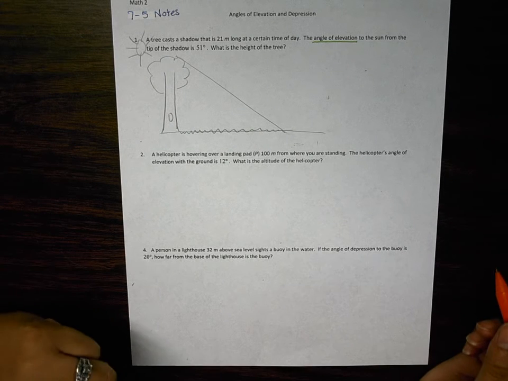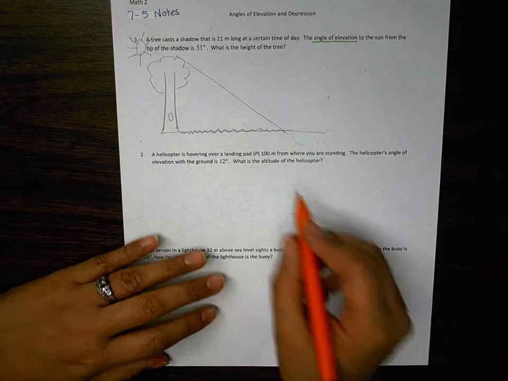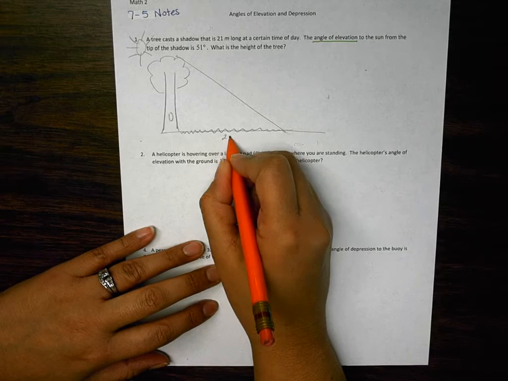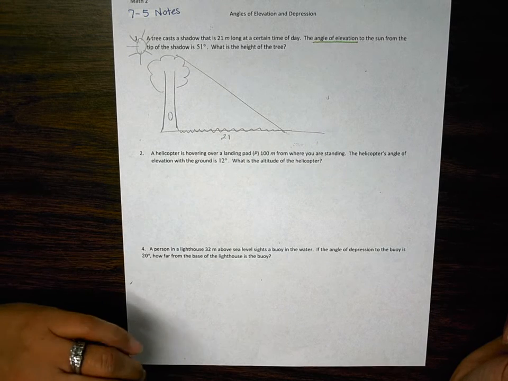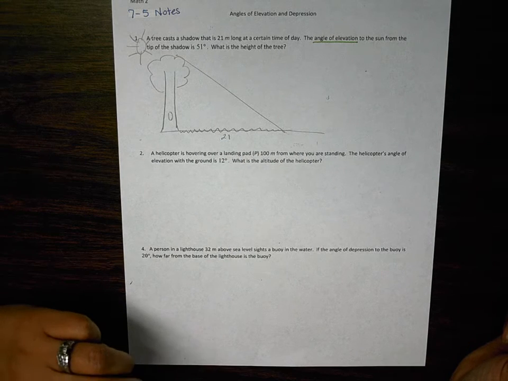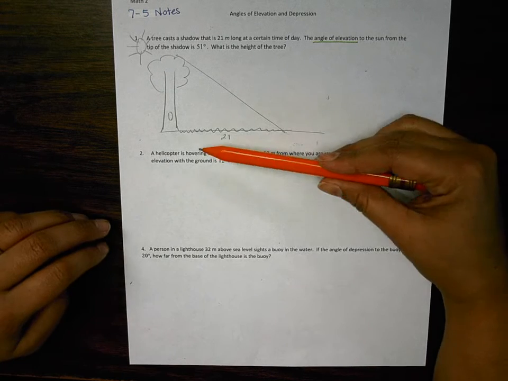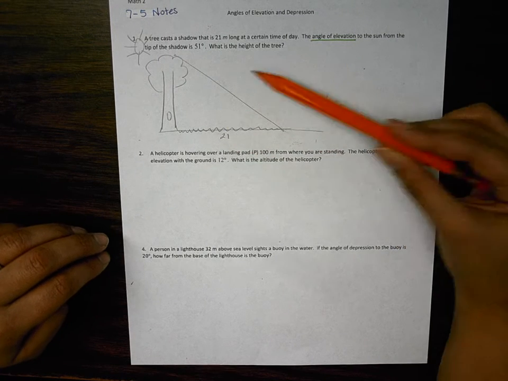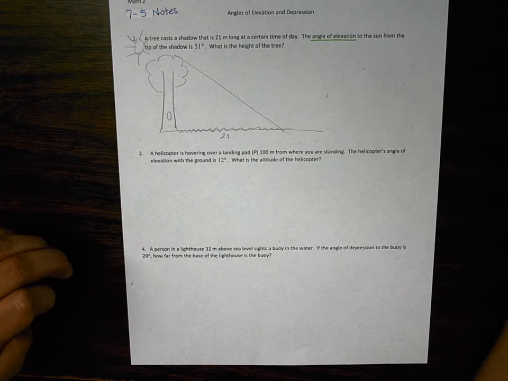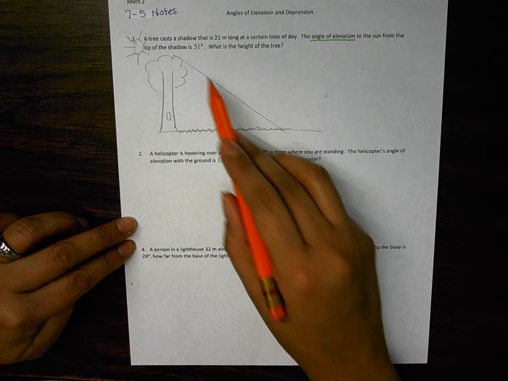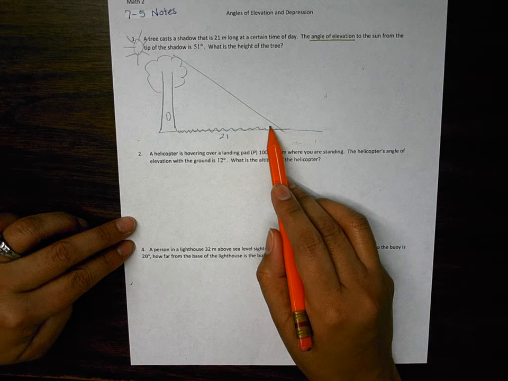Okay, a tree casts a shadow that is 21 meters long. So where does the 21 go? The ground, right here, from the tree to the tip of the shadow. The angle of elevation of the sun from the tip of the shadow is 51 degrees. So, from the tip of the ground to look up to the sun is 51 degrees. Where does the 51 go? Top corner or bottom corner?